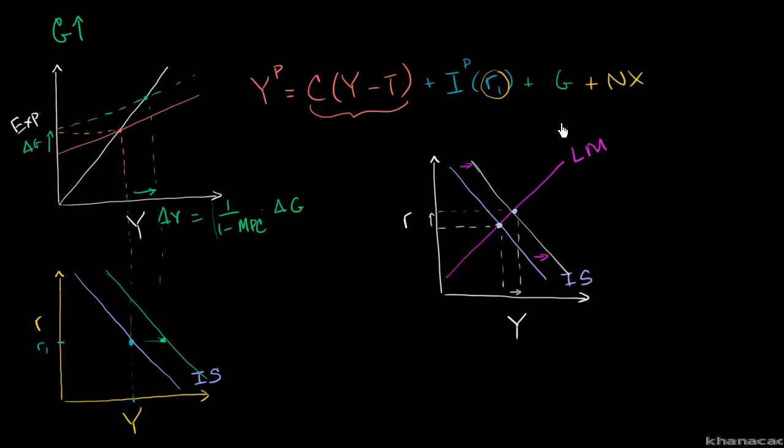So in this model, just not trying to get too overcomplicated, when government spending goes up, when G goes up, it would shift the IS curve to the right, increase real interest rates, and increase real GDP, according to this model.